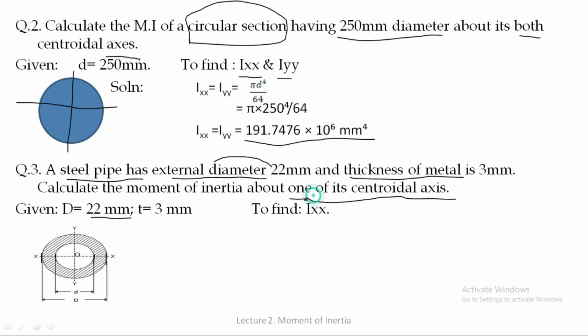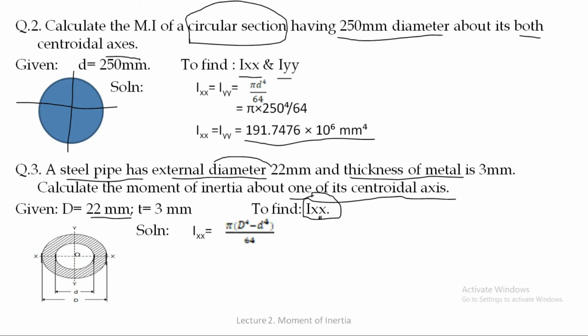And what we have to find? We have to find moment of inertia about only one axis. In this case, we will take it as the horizontal central axis, and we will denote it as Ixx. Okay, so what we have to find over here? We have to find the value of Ixx. Okay, we have a hollow circular section, and we have to find Ixx. So what is the formula for Ixx for a hollow circular section? The formula for Ixx for hollow circular section is pi by 64 capital D raised to 4 minus small d raised to 4.